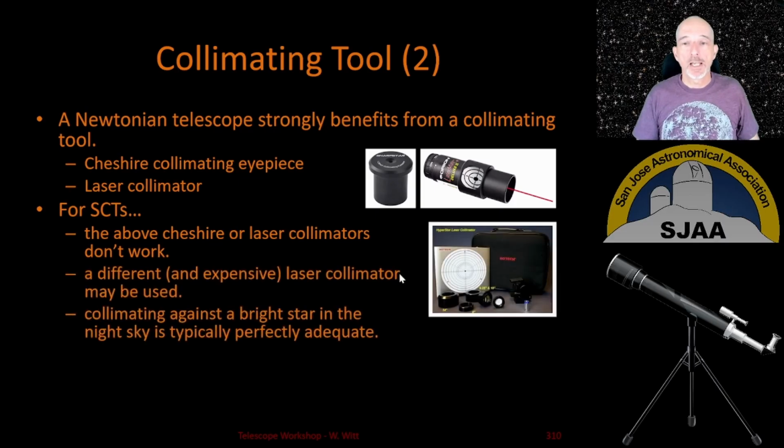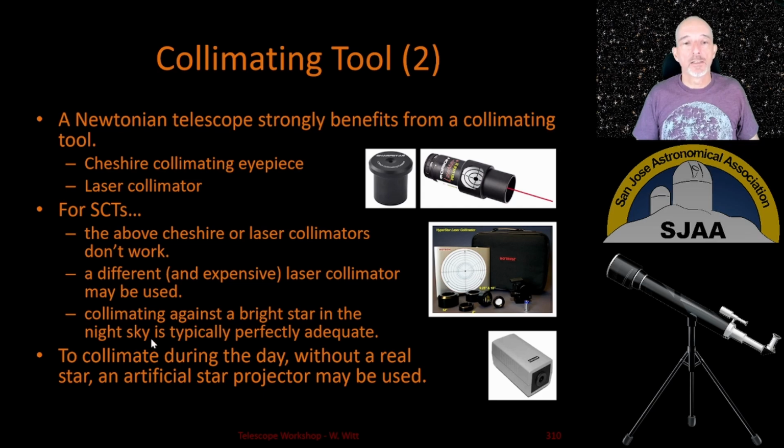For an SCT, you can buy a different kind of fancy laser collimator. This is a few $100. It looks pretty complicated, but typically collimating against a bright star in the night sky is perfectly adequate. So don't go buying this. You probably don't need it. And if you have to collimate during the day, then you can buy something called an artificial star projector. This is something you put off in the distance, and it simulates a bright star for collimation exercises during the day.